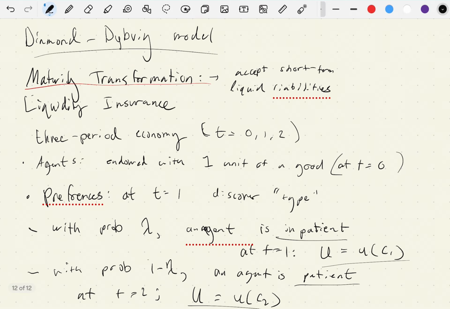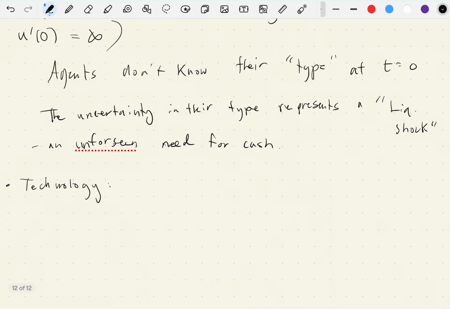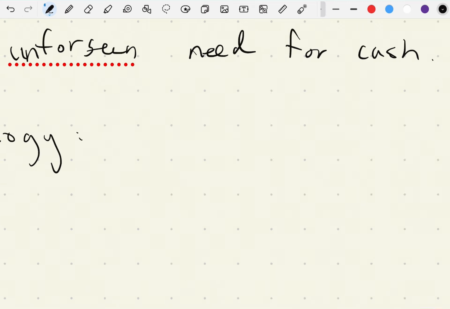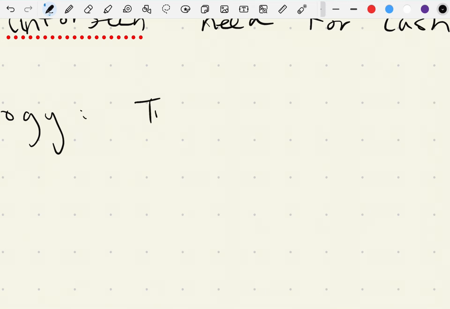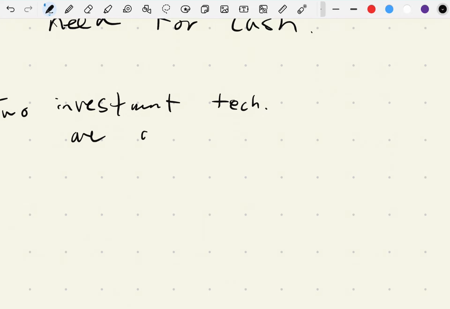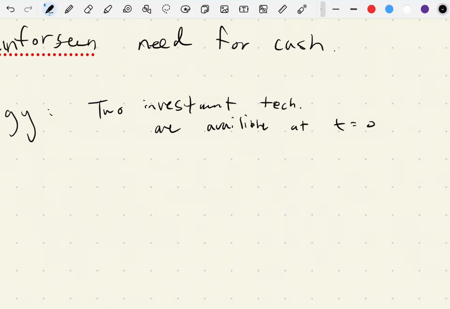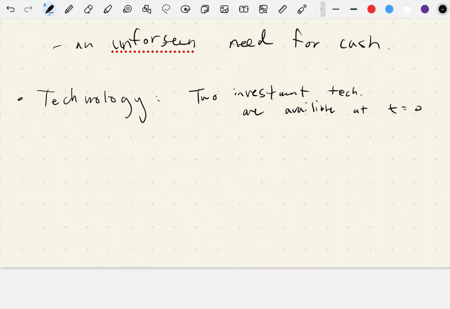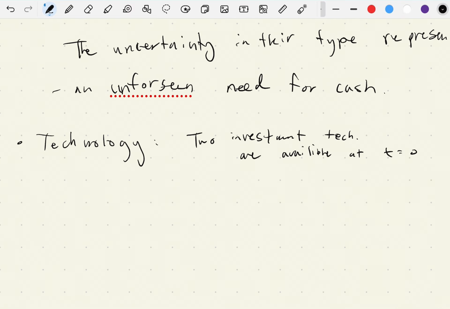We also need to define this, okay? So this is all part of the Diamond-Dybvig Model. I keep saying it wrong. But two investment technologies are available at t equals 0, okay? And this is not technology in the sense, but investment technology.